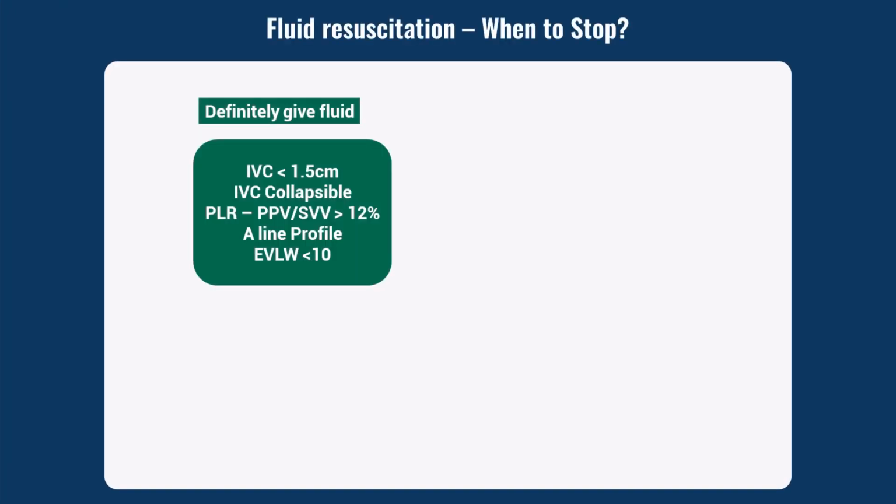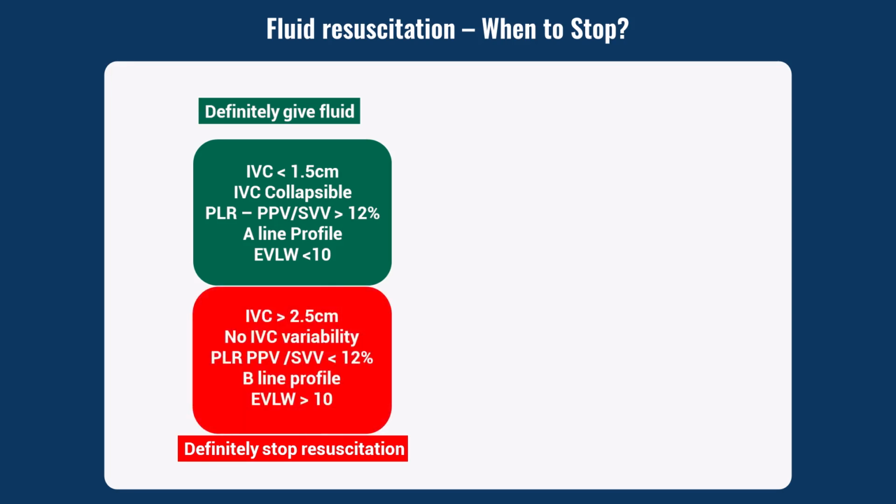I would definitely give fluids if the IVC is less than 1.5 centimeters, the IVC is collapsible, or I have a good stroke volume or a pulse pressure variation which is more than 12% with a passive leg raise. My lung ultrasound shows an A-line profile or the extravascular lung water is less than 10, which means it's safe to give fluids. I would definitely not give fluids if the IVC is more than 2.5, there is no variability, no pulse pressure or stroke volume change, a B-line profile on the ultrasound, or the extravascular lung water is more than 10.